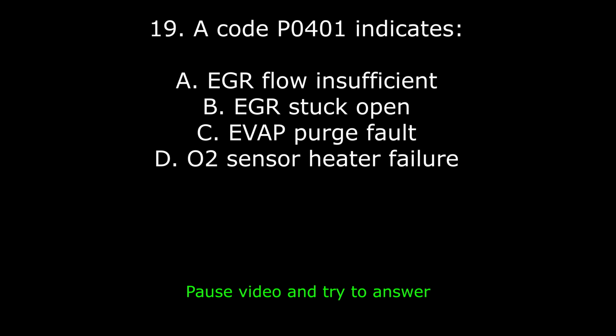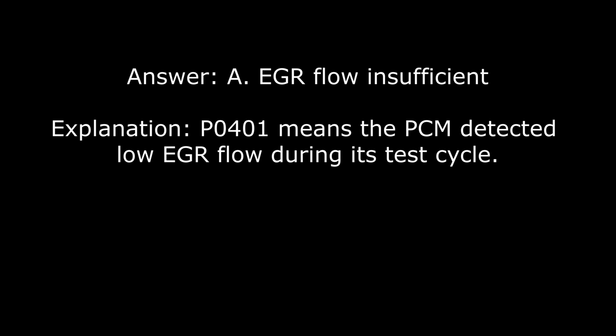19. A code P0401 indicates A. EGR flow insufficient, B. EGR stuck open, C. evap purge fault, D. O2 sensor heater failure. Answer: A. EGR flow insufficient. Explanation: P0401 means the PCM detected low EGR flow during its test cycle.